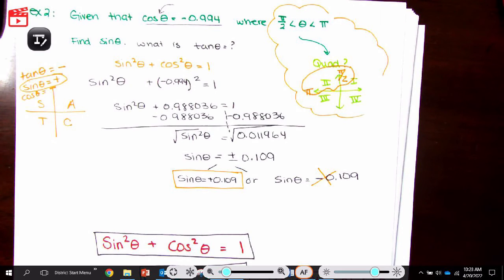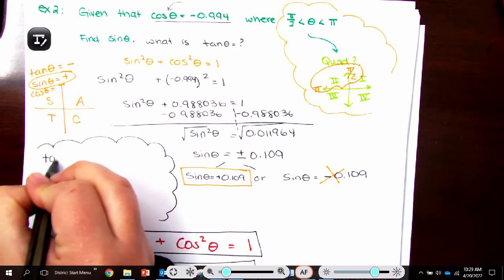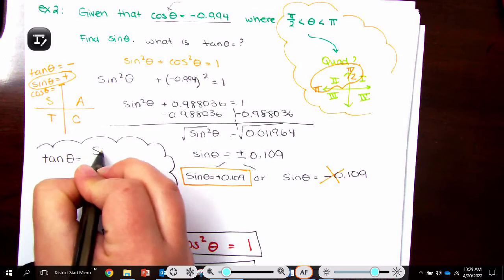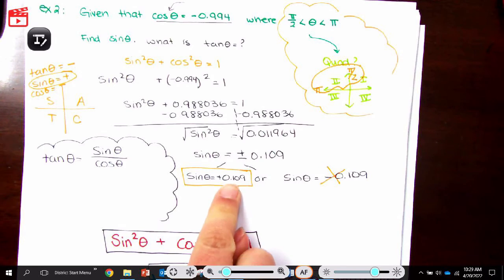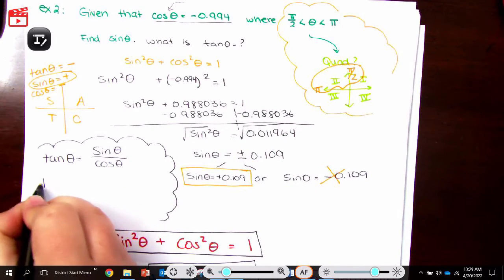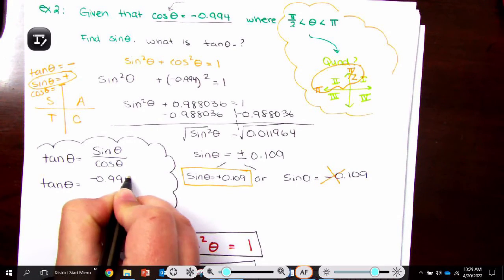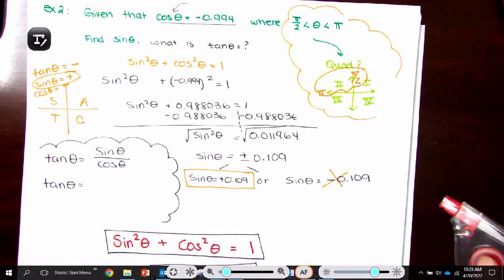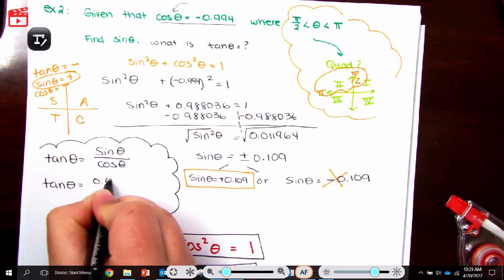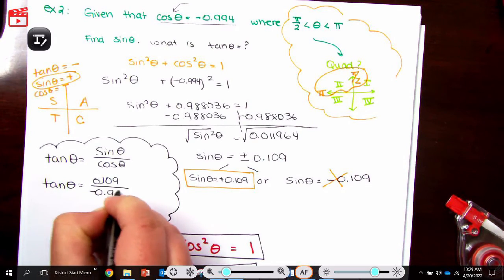Now it's also asking you what is tangent. Tangent of theta is equal to sine of theta over cosine of theta. Now that you have sine of theta and cosine of theta, you can plug those values in. Let's write sine first so I don't run out of space. We have sine of theta, which is 0.109, divided by cosine, which is negative 0.994.